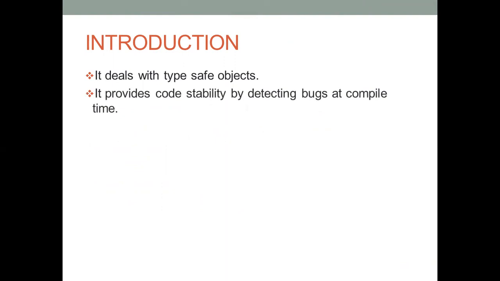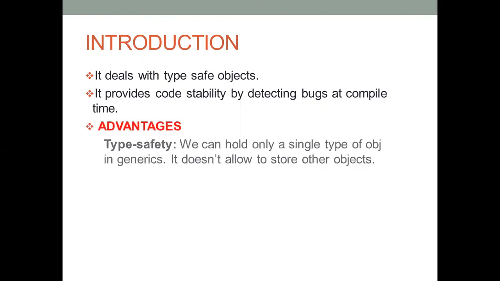It provides code stability by detecting bugs at compile time. So this is what generic programming offers. It deals with type-safe objects and it also provides code stability. How is code stability provided? Because the bugs are detected during compilation time itself. Hence, with these 2 points, we'll now state the advantages of generic programming.